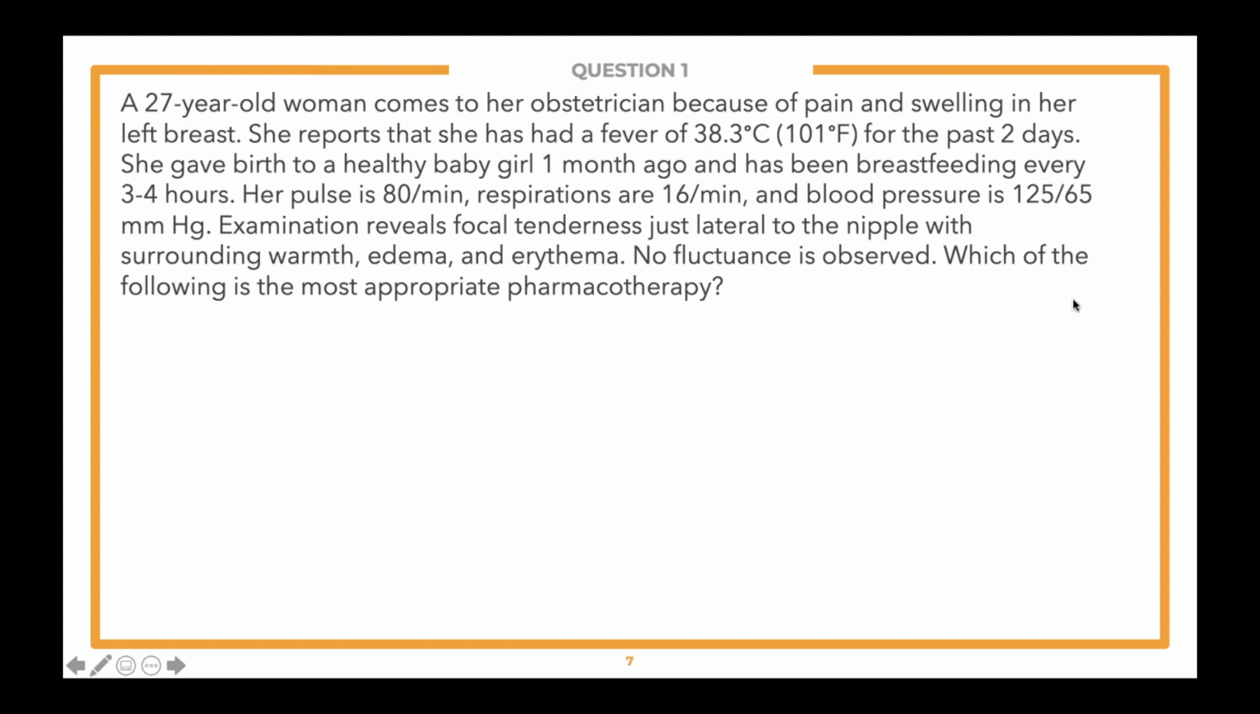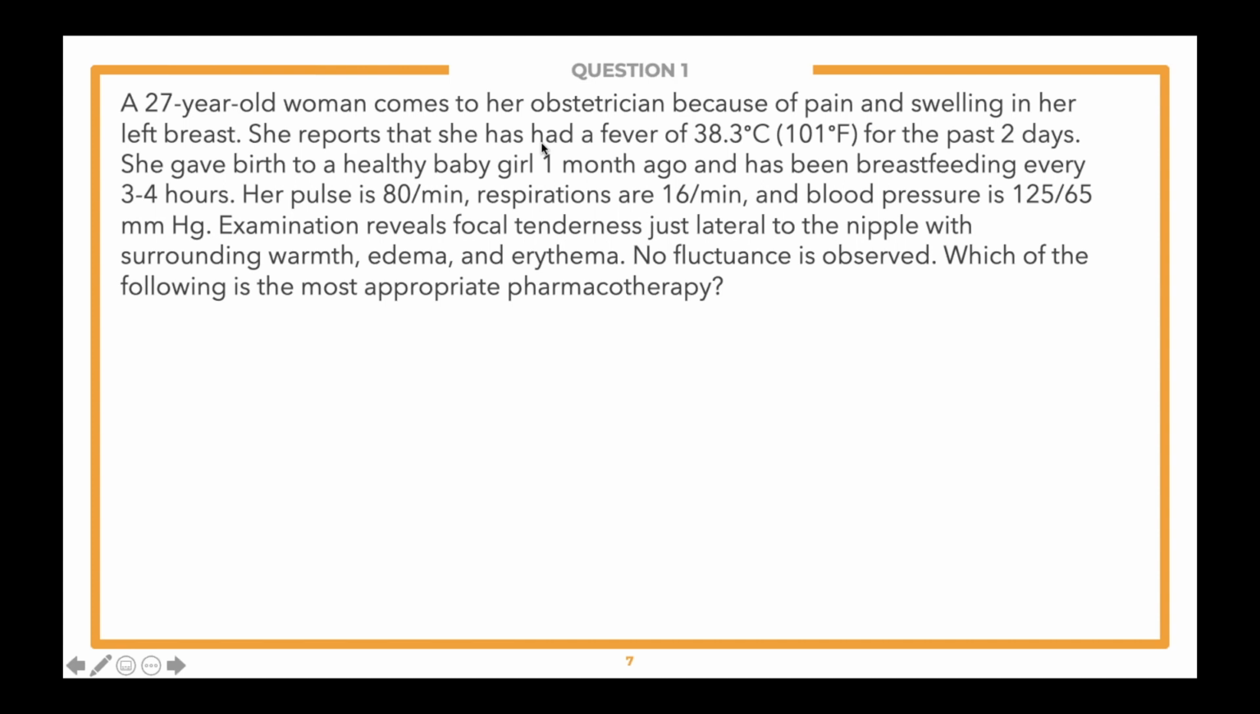All right, I see responses coming in. Let's go ahead and read that vignette. A 27-year-old woman comes to her obstetrician because of pain and swelling in her left breast. She reports that she has had a fever of 38.3 degrees Celsius or 101 Fahrenheit for the past 2 days. She gave birth to a healthy baby girl 1 month ago and has been breastfeeding every 3 to 4 hours. Her pulse is 80 per minute. Respirations are 16 per minute. And blood pressure is 125/65.